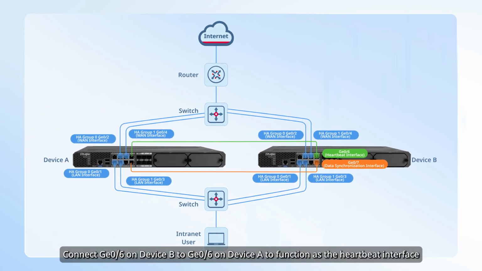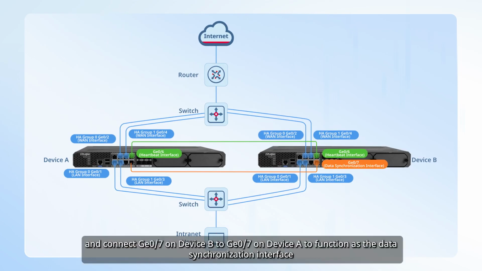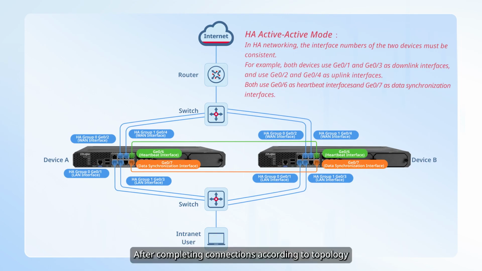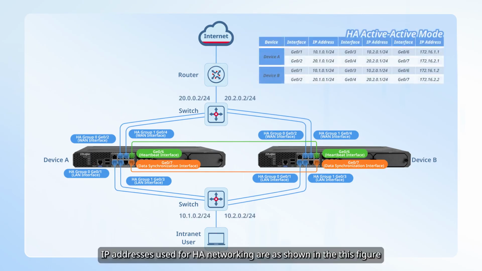On device B, connect GE01 and GE03 to the downstream switch and connect GE02 and GE04 to the upstream switch. Connect GE06 on device B to GE06 on device A to function as the heartbeat interface. And connect GE07 on device B to GE07 on device A to function as the data synchronization interface. After completing connections according to topology, power on all devices. Assume that the routing mode is used. IP addresses used for HA networking are as shown in this figure.